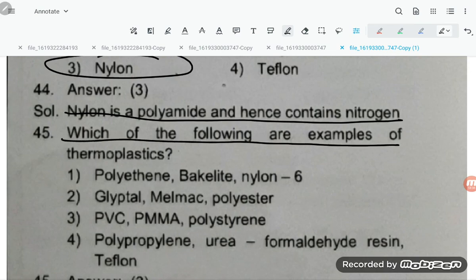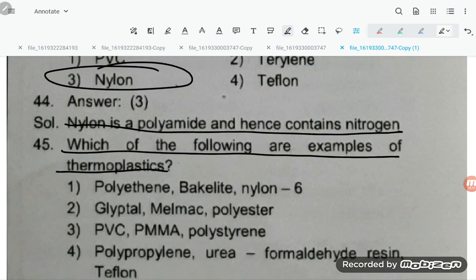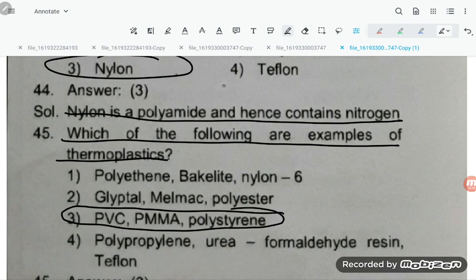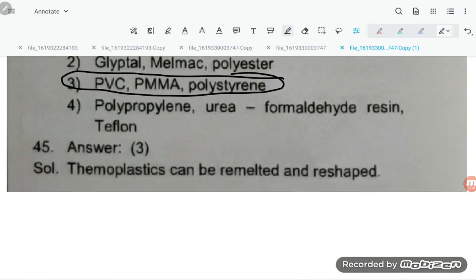Which of the following are examples of thermoplastics? PVC, PMMA and polystyrene are examples of thermoplastics.